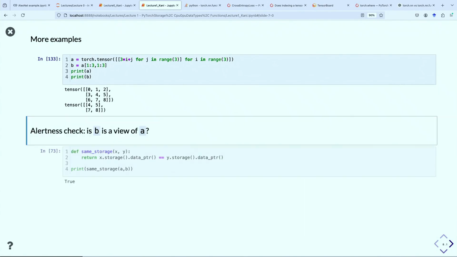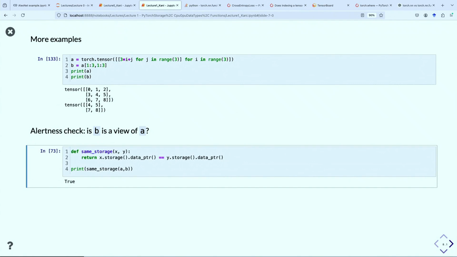Oh, there we go. So, a little same-storage helper function I wrote there, because when I'm just looking at the data pointer, it gets a little misleading, because as you just saw, the offsets need to be accounted for. But the point of all of this is to say that, yes, B is a view of A. So even though B is a subset of A, it is a view of A. Okay, that seems pretty reasonable, right?